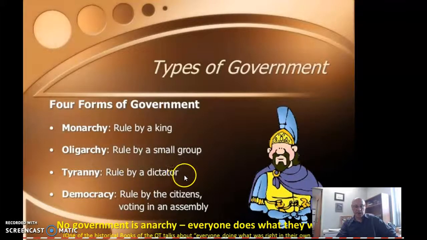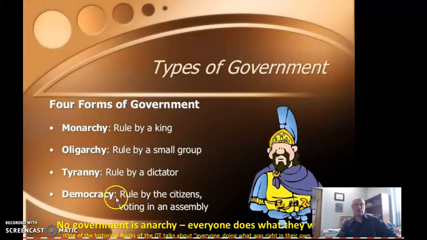A tyranny is ruled by a dictator. A dictator usually has kind of an evil sense to it, but it doesn't have to be. It could be a benevolent dictator of some sort, but this is where, again, one person rules everything and there are no controls on it. It's just totally controlled. And then, of course, there's democracy, which is what some of us know in terms of living in the United States, ruled by citizens and voting and assembly.